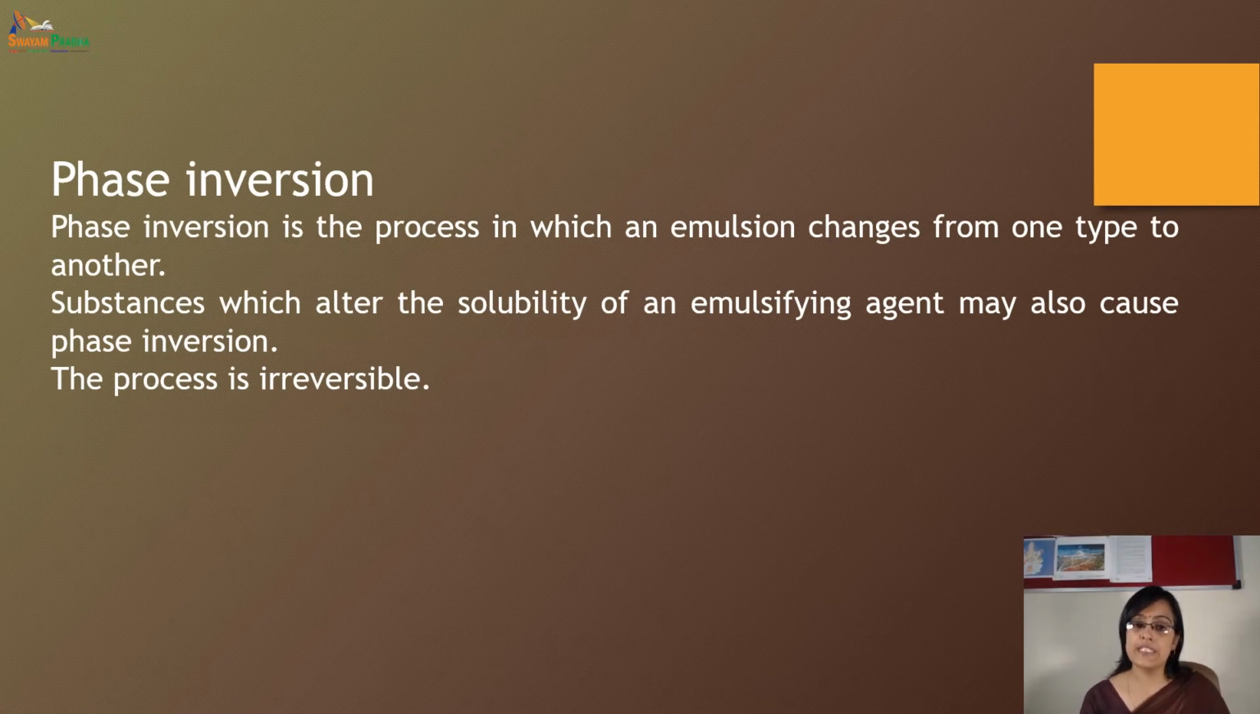Now the next problem in the stability of emulsion is phase inversion. Phase inversion, what is it? It is a process in which an emulsion changes from one type to another type. For example, oil in water will convert into the water in oil type of emulsion. Substances which alter the solubility of an emulsifying agent may also cause phase inversion. This process is irreversible.